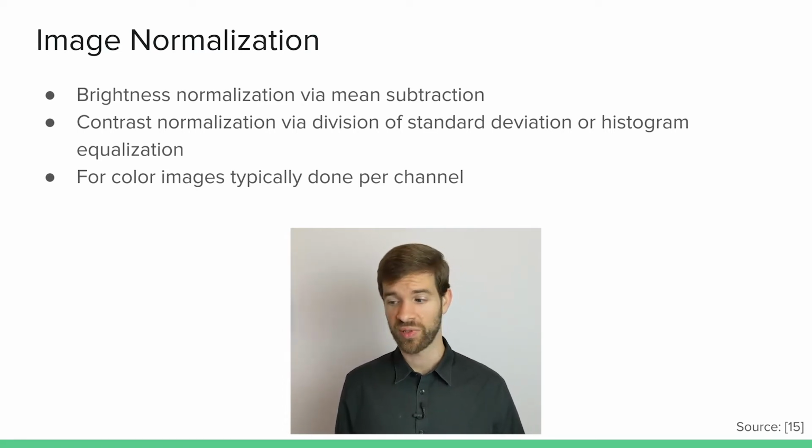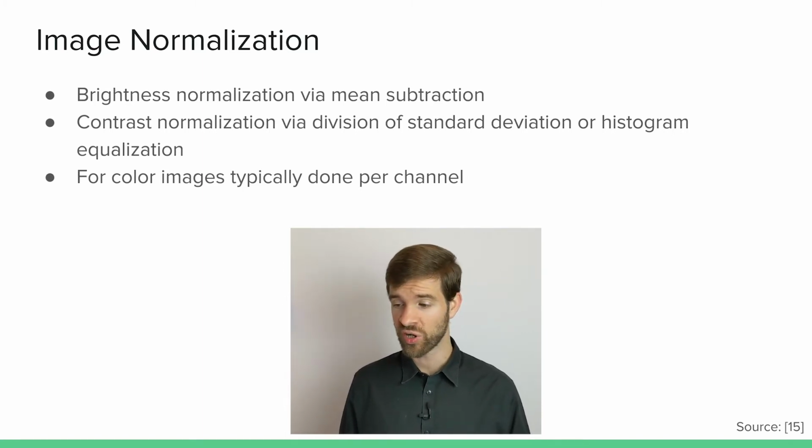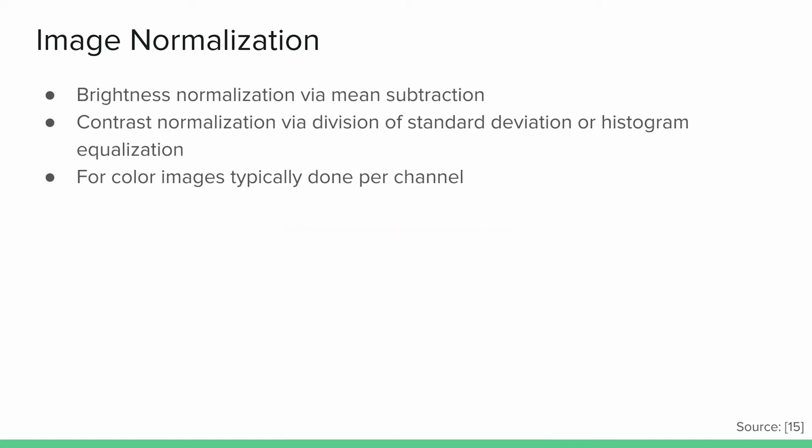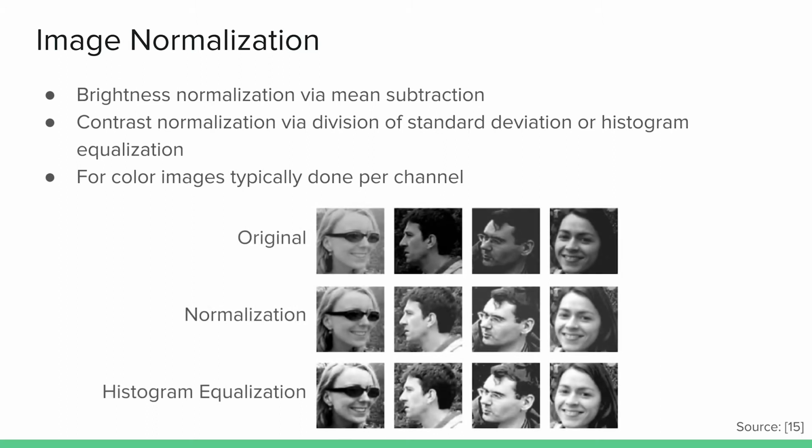Brightness normalization can be done by mean subtraction, so you just compute the mean brightness of all your samples and then subtract it. Contrast normalization by a division of the standard deviation, or you can do histogram equalization to take a look at the histogram and try to even that out. And for color images, what you're typically doing is you're doing it per channel. So here are some examples of your original, and then you apply some sort of normalization or histogram equalization, and you can see that the images now look much more like the others.